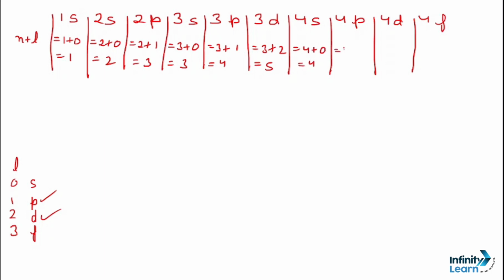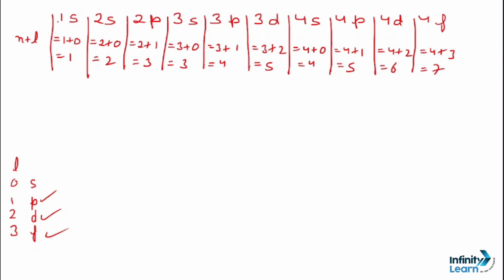And in 4p, 4 plus p, the value of p is 1, so the answer will be 5. And in 4d, 4 is the n value and d's value is 2, so the answer will be 6. And in 4f, 4 plus f value is 3, so its answer will be 7.